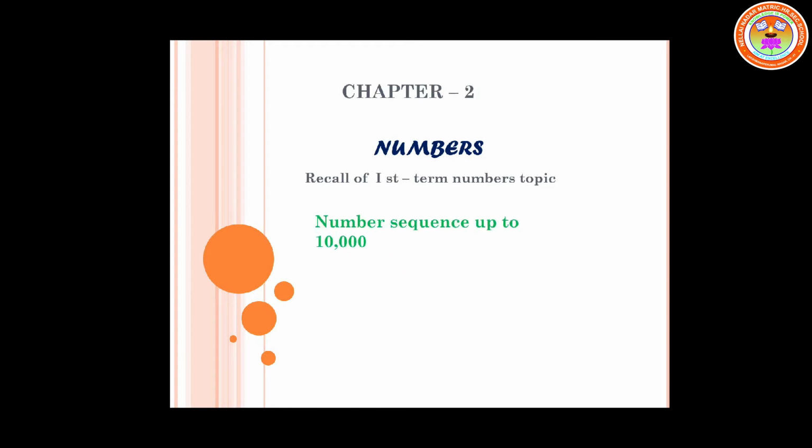First, we learned number sequence up to 10,000. We learned to compare the numbers to find the greatest and the smallest number and to arrange them in ascending or descending order. And finally, we learned addition and subtraction of numbers. Now, in this second term, we are going to learn multiplication of numbers.